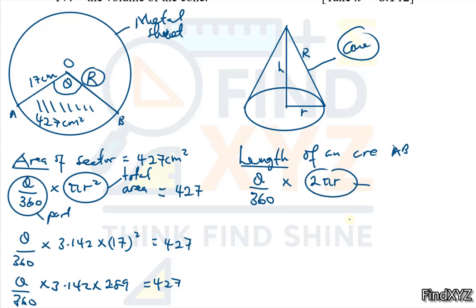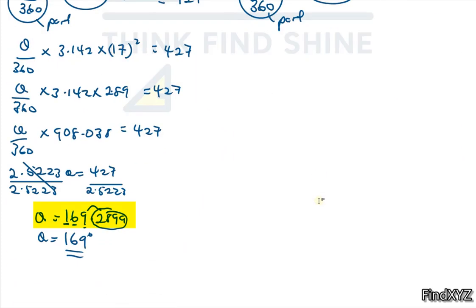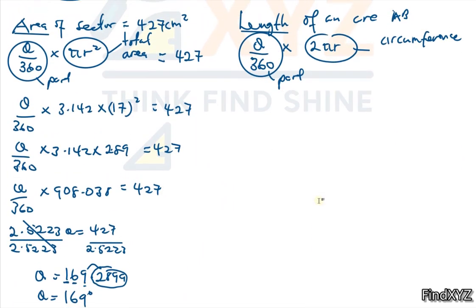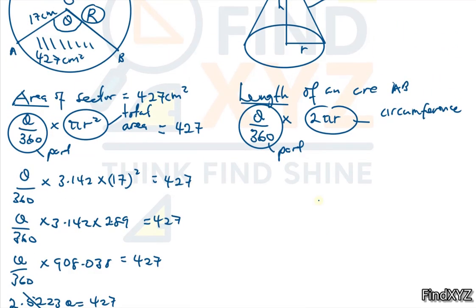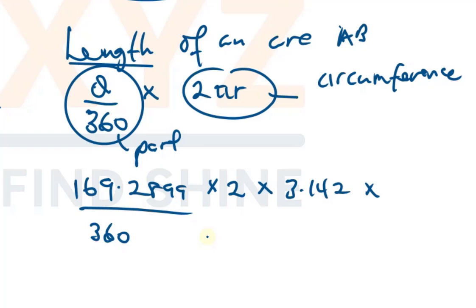Then this 2 pi r represents the circumference. Then this part will give us the part that we are looking for, so part of the circumference, which represents the arc. So we substitute our values. What is theta? Now theta is 169.2899. We are using that value because we can't use the approximated value. So 169.2899 out of 360 times 2 times pi. What is the value of pi? 3.142 times the radius, which was given as 17 centimeters.